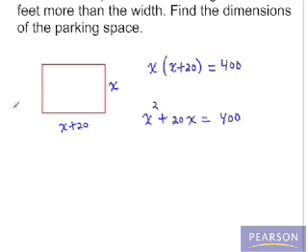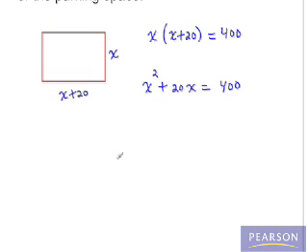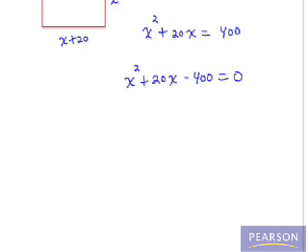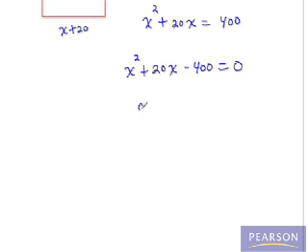I see that I have a quadratic equation. We're going to solve by using the quadratic formula. So I'm going to subtract 400 from both sides, giving us x squared plus 20x minus 400 equals 0. Using the quadratic formula, a will equal 1, b will equal 20, and c will equal negative 400.